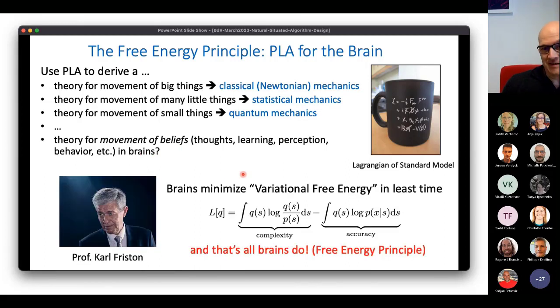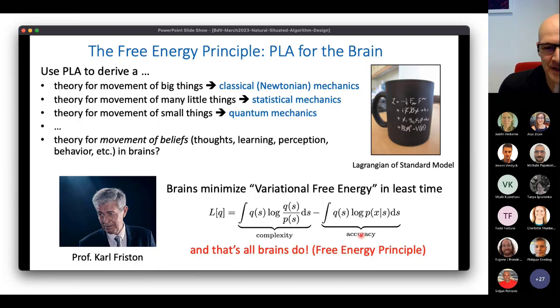And there is. This is Carl Friston, and Carl Friston says, yes, there is a physics for movement of beliefs. Following from the principle of least action, the brain must follow the principle of least action because it's a physical system. Brains minimize something called variational free energy in least time. The Lagrangian for the brain is this. It's expressed here as complexity minus accuracy, which are two terms people use in machine learning, but it's also kinetic energy minus potential energy, if you will.